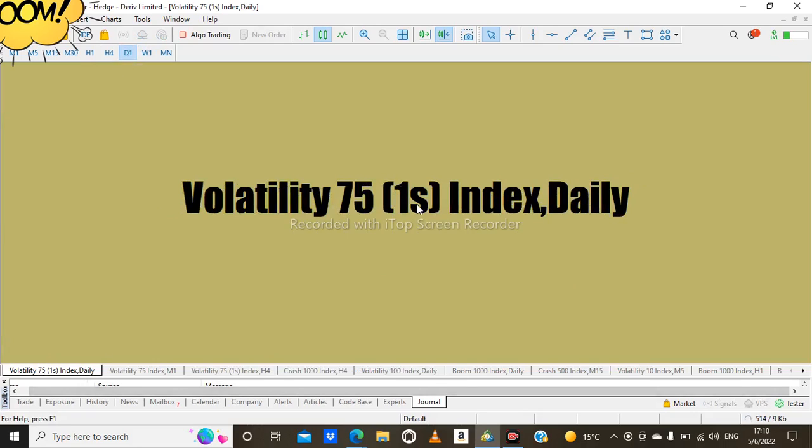L3, 4. Let's see if price is going to respect that. Let's see what price is going to do. Crash 500 violated our setup. So let's look for other regions. Did it violate?